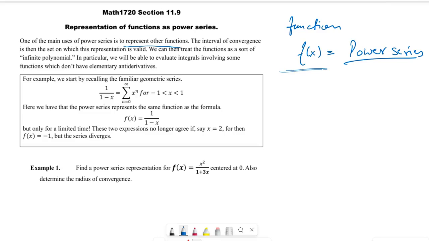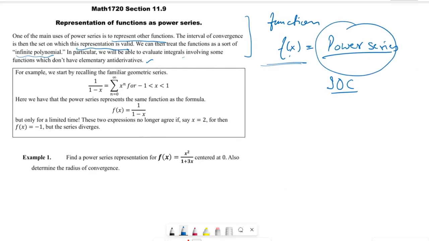The interval of convergence is then the set on which this representation is valid, or where the power series converges. So whatever the interval of convergence of your power series is, that is where this function can be equal to the power series. We can then treat the function as a sort of infinite polynomial. In particular, we will be able to evaluate integrals involving functions which don't have an elementary antiderivative. So this is really useful later on in higher mathematics.